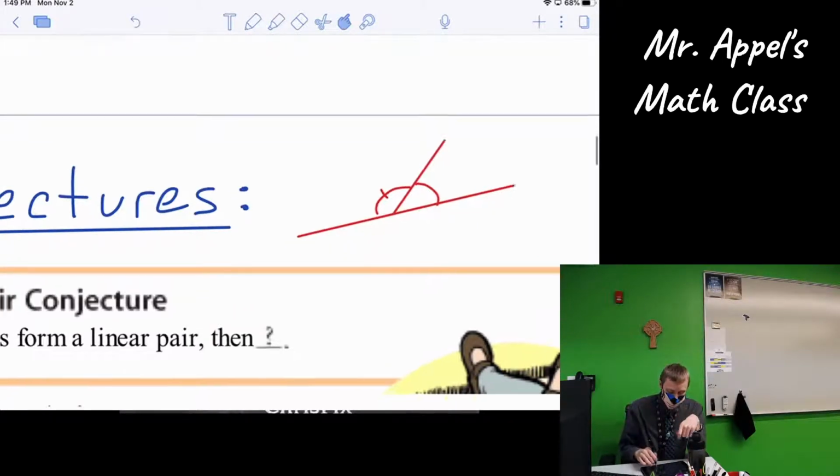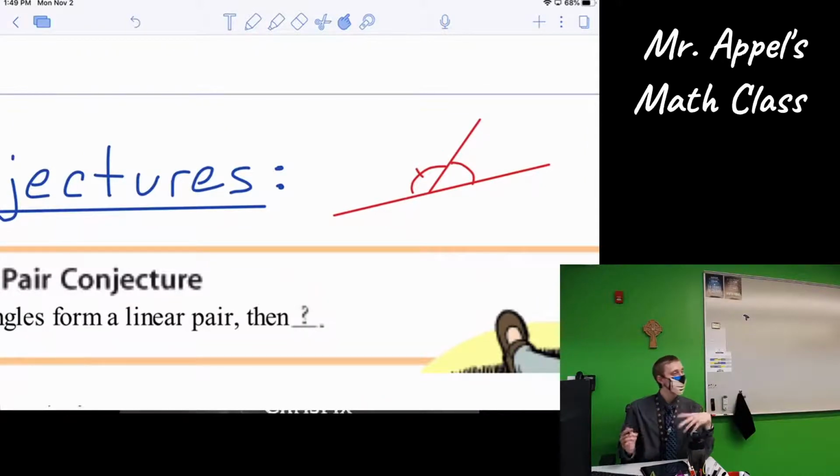And if you were to get out your protractor and measure a whole bunch of linear pairs, you check this one, and you check this one, and you check that one, you'd start to develop a pattern, right? Use that inductive reasoning. Every linear pair I've measured so far, they always do this. So I'm going to conjecture, I bet every linear pair does that.